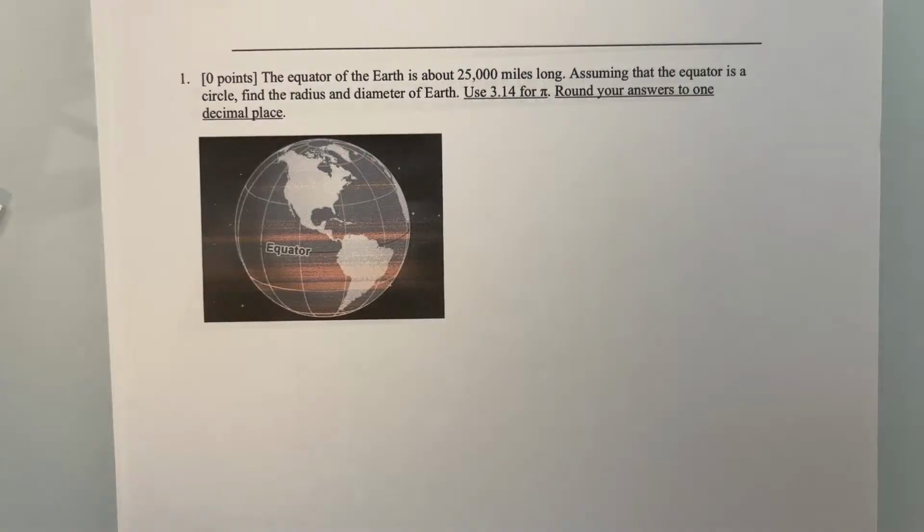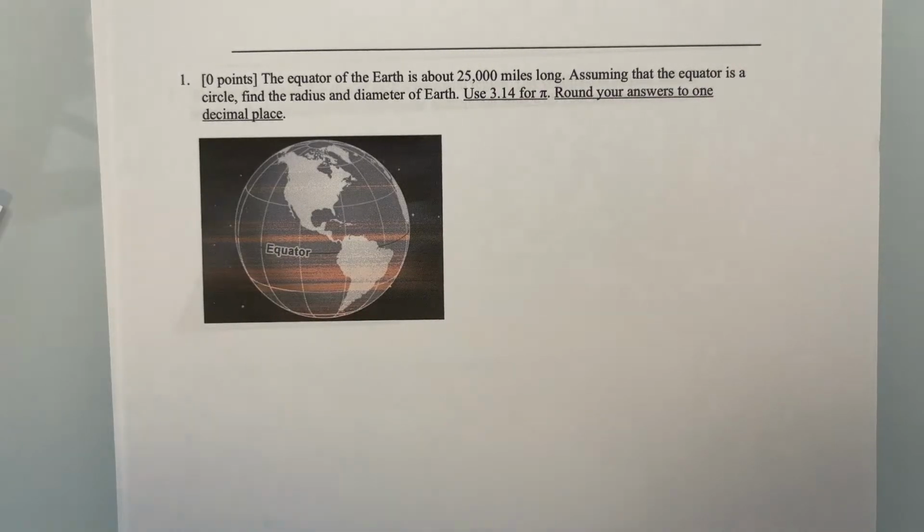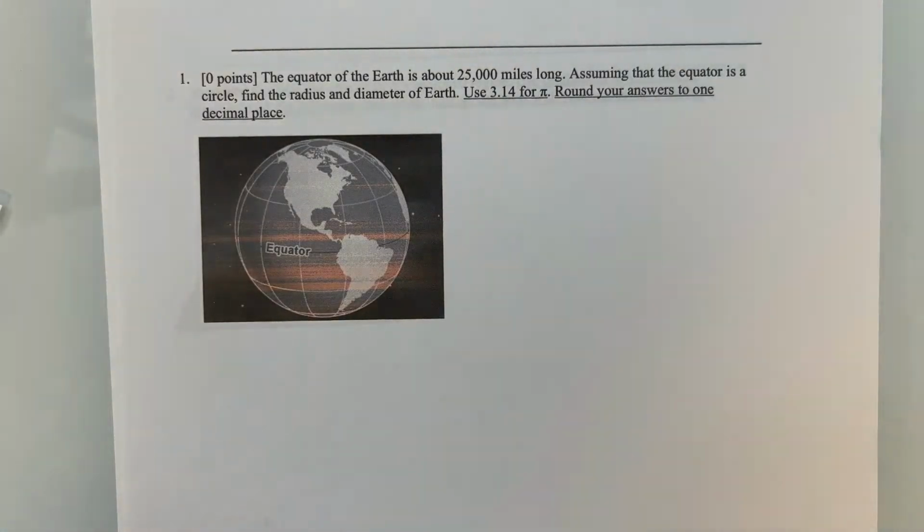So practice exam 4. See what the first one is. The equator of the Earth is about 25,000 miles long. So the equator, that's that midline that goes all the way around. Assuming that the equator is a circle, find the radius and diameter of Earth. Use 3.14 for pi. Unless otherwise stated, I'll be using pi for pi, but this says use 3.14. Round your answers to 1 decimal place.